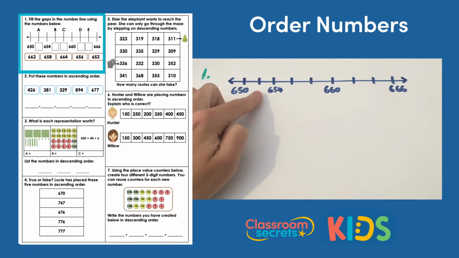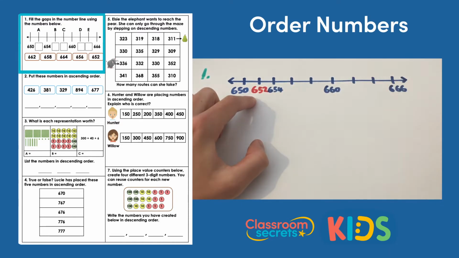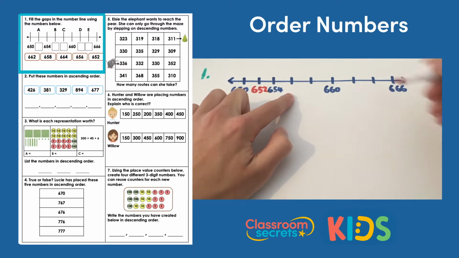So something needs to go in the middle here, a missing number. We have 652 on there and 656 to use. Now 652 is going to go there because our hundreds is the same with the 6, our tens are the same with the 5, but our ones, the 2 is the lowest. So then it's 654 and then it'll be 656.